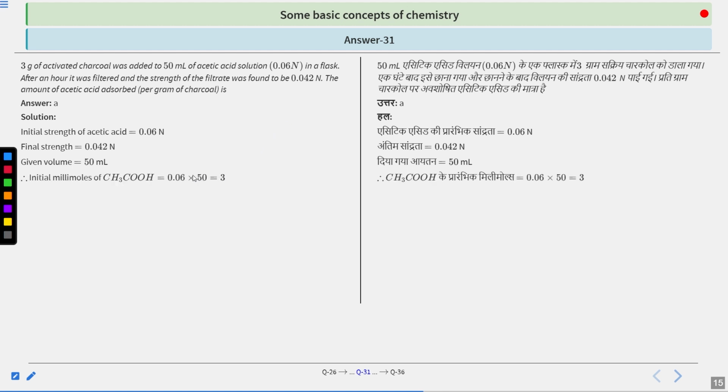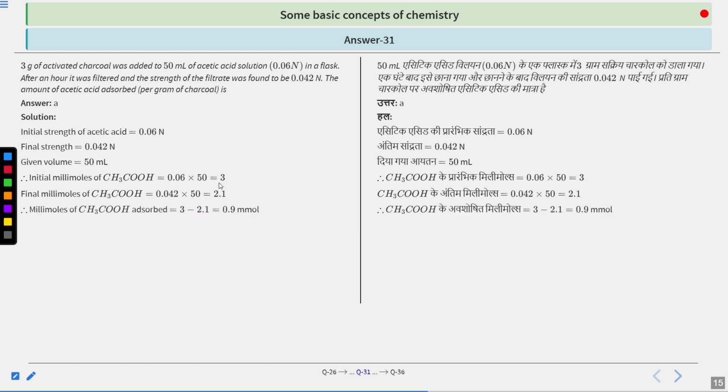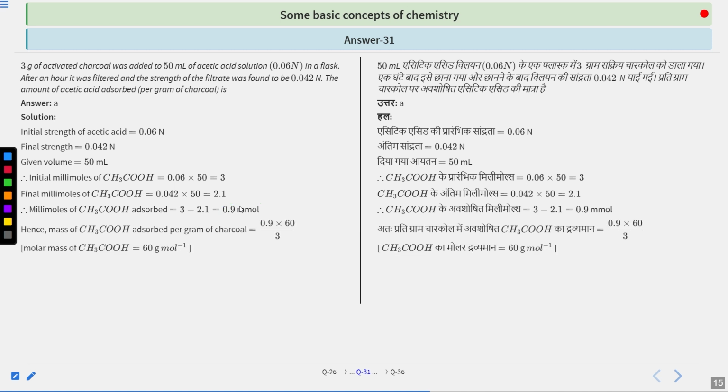So what is the initial number of millimoles? 0.06 multiplied by 50. So this is the initial millimoles of acetic acid. What is the final millimole of acetic acid? It is simply 0.042 multiplied by 50, because this is the final normality. That would give us 2.1. So what are the millimoles that have changed? To get that difference, subtract 3 minus 2.1, that will give you 0.9 millimole. So this is the millimole amount that is adsorbed. Now we have to find it per gram of charcoal. So hence the mass of CH3COOH will be calculated.